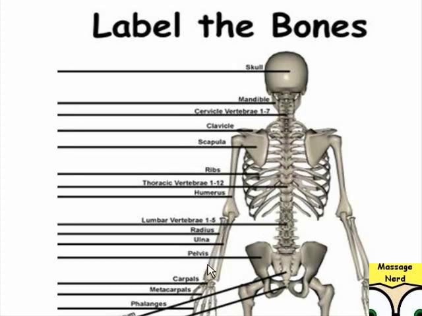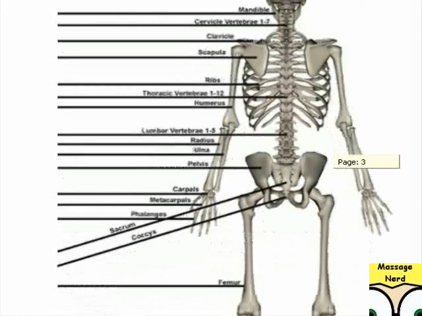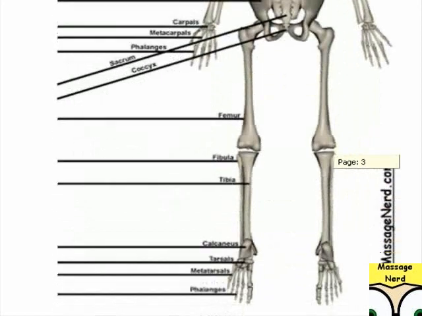Radius, right here. Ulna, right here. Pelvis, this whole area. Carpals, right here. Metacarpals. And then phalanges, your fingers. Sacrum, right here. Coccyx, your tailbone.